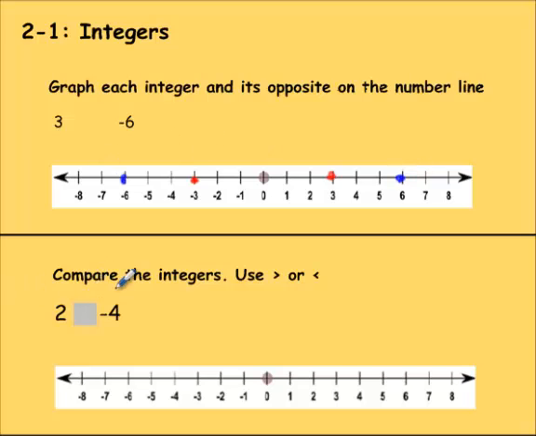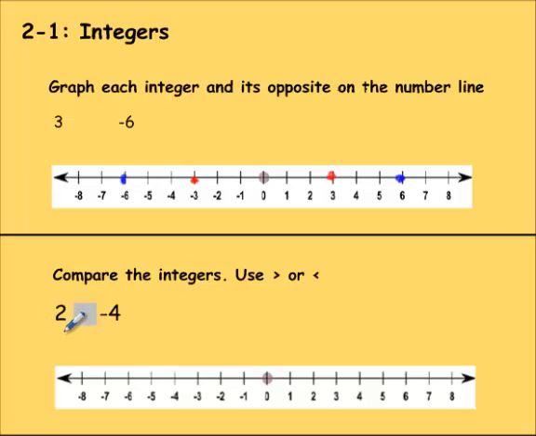The next one has us comparing integers, and we're using greater than, less than, or equal to if they're the same. We have a positive 2 and a negative 4. And when we're comparing these integers, we're not comparing absolute value, like how big that number is. We're comparing which one is further to the right on a number line, which one has more positive value.